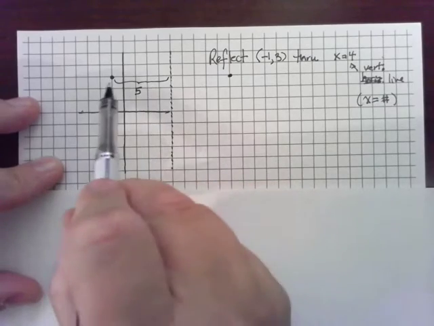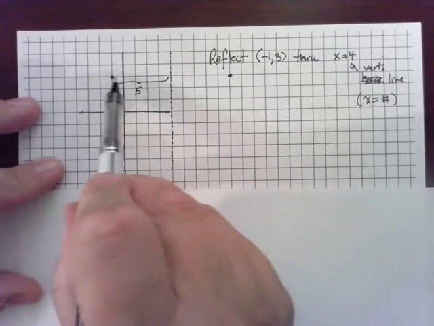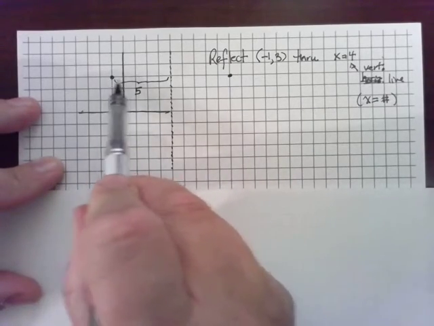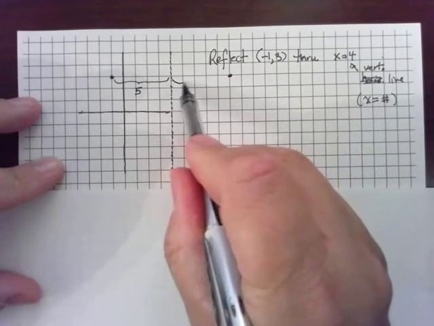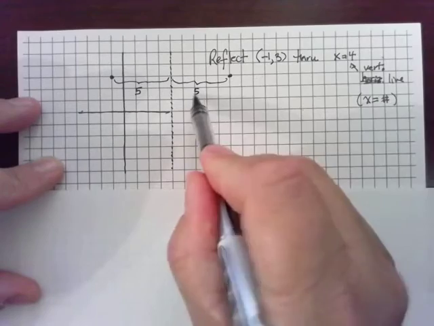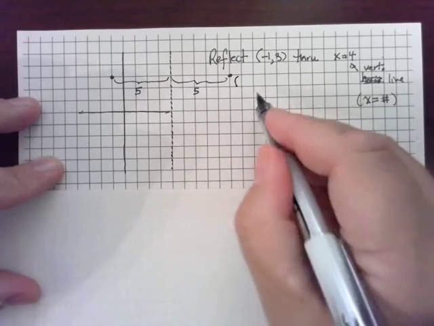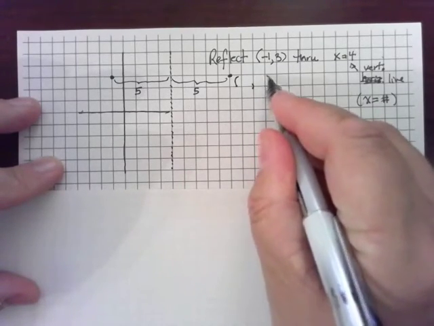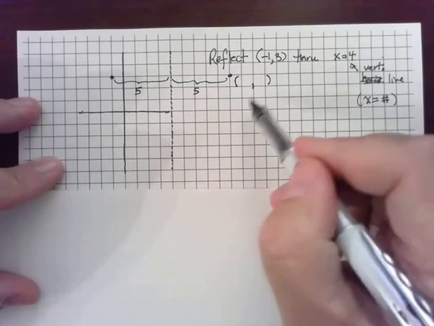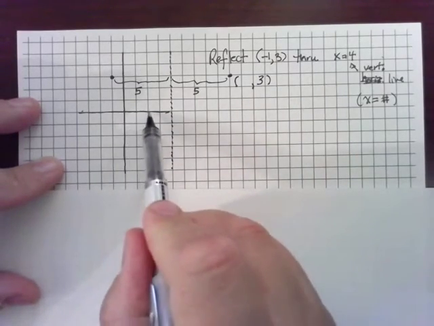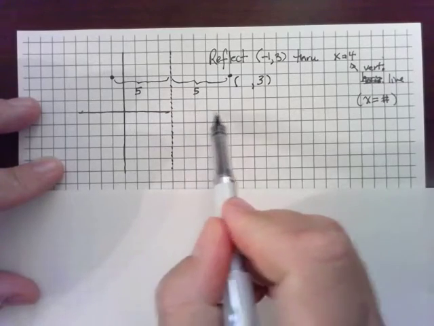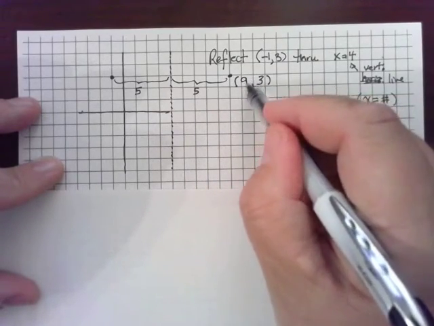And notice the only coordinate that's changing is the x coordinate. The y coordinate is staying the same because it's just moving horizontally across. So this is also 5 units from the mirror line. And I just need to know what this point's coordinates are to answer the question. The y coordinate is the same. It's still 3. The x coordinate is 1, 2, 3, 4, 5, 6, 7, 8, 9. So this is the point 9, 3.